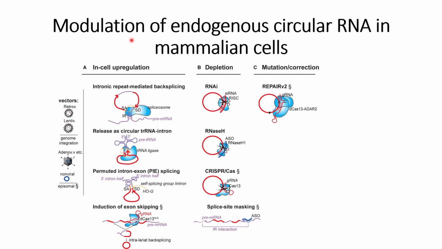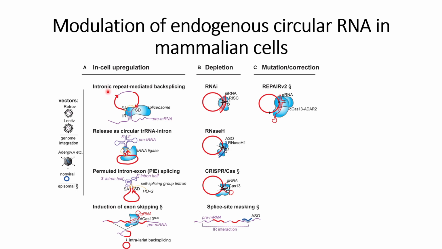In this video, we will discuss some of the strategies by which we can modulate circular RNA in mammalian cells. The first strategy is the upregulation of circular RNA through different methods.